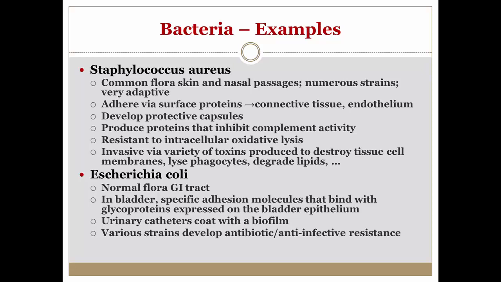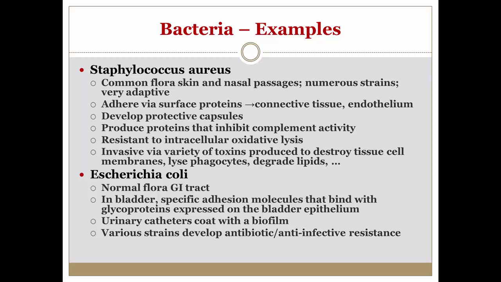It's estimated that about 30% of the U.S. population actually have Staph aureus in our nasal passages. Staph aureus, as we talked about before, is a very large family, has numerous strains, and is incredibly adaptive. What the Staph aureus bacteria does is adhere to the surface proteins, and it goes to the connective tissue and/or the epithelium. And the specific proteins that it seems to like are fibrin and fibronectin.